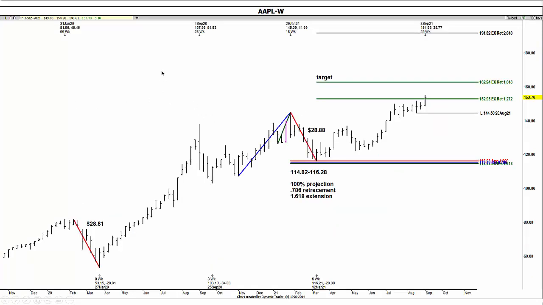All right, here are some other examples of price clusters. Now, this was off a weekly chart in Apple. And what we found, we had 3 price relationships. One of the prior declines on this weekly chart was 28.81, so I projected that from this high. I also had a 786 retracement of this low to this high that came in just below that. And then also a 1618 extension of this low to this high. That came in on the low end at 114.82. So we had a price cluster at 114.82 to 116.28.